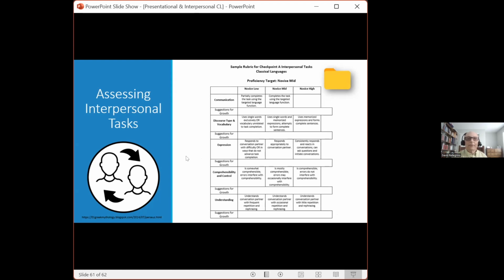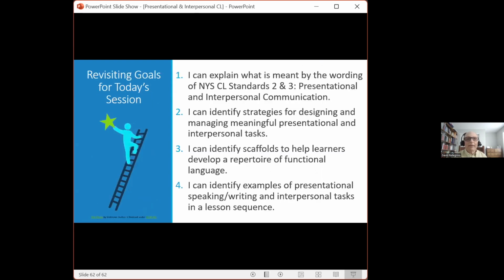Wow, we really got through these slides more quickly than I thought, but that's okay. We have a few minutes to debrief. So how did we do on our goals today? I can explain what is meant by the wording of New York State Classical Language Standards 2 and 3. I can identify strategies for designing and managing meaningful presentational and interpersonal tasks. I can identify scaffolds to help learners develop a repertoire of functional language. And finally, I can identify examples of presentational speaking or writing and interpersonal tasks in a lesson sequence.